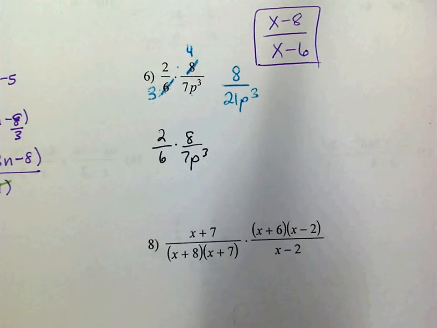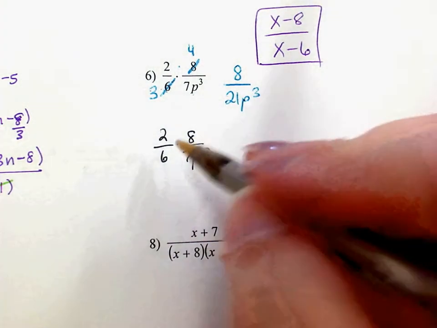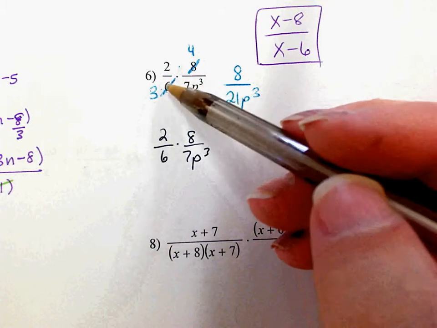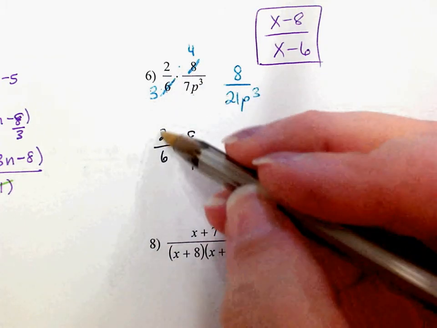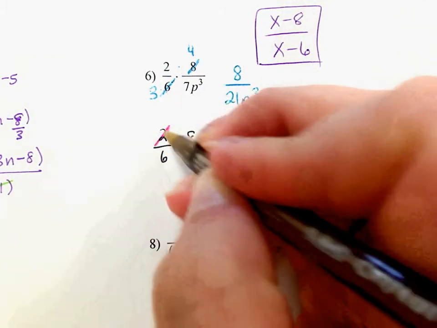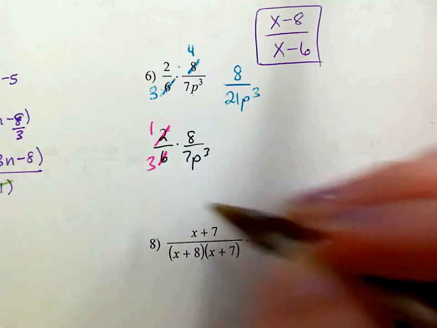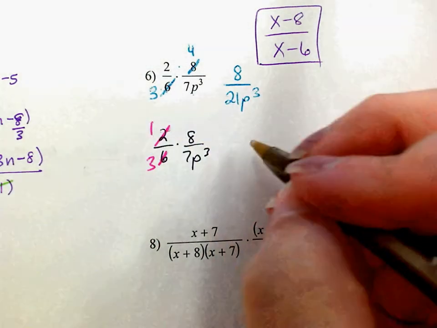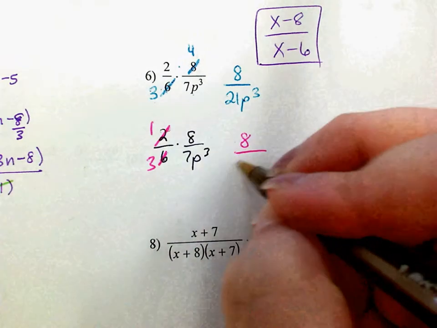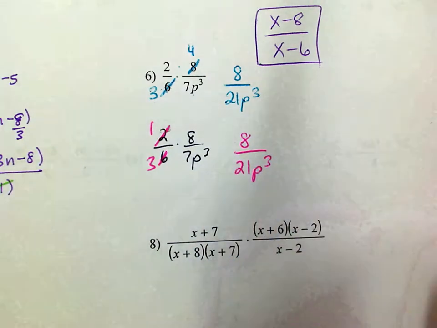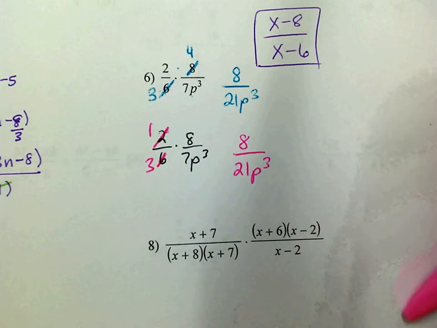Pretty sure. Okay, now she simplified the 4 and the 8 and the 6. Could I simplify the 2 and the 6? 1 and 3. Do I get the same thing? 1 times 8 is? 3 times 7 is? Okay, so either way, I don't care what you simplify as long as you simplify only one of them correctly. Okay?